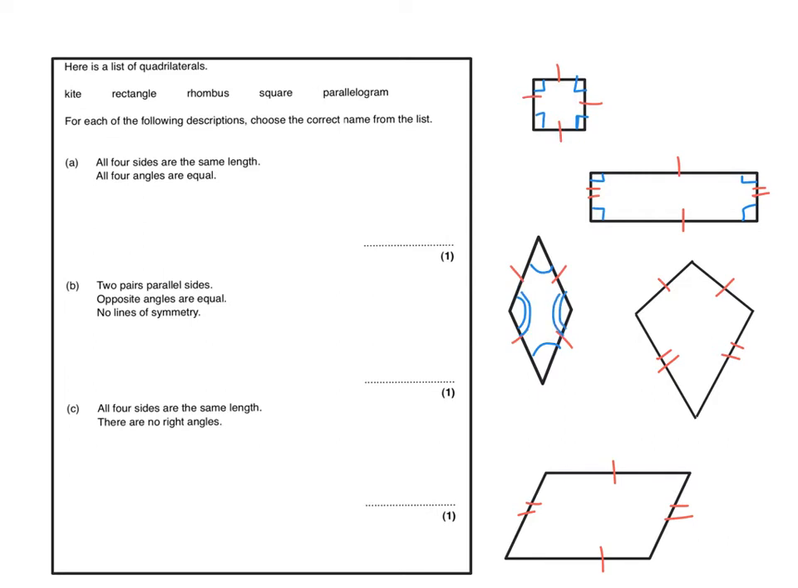In a kite, it's these opposite ones that are equal, but the other two are not. So this would be one, and this would be three lines to represent that it's different from all of them. Parallelogram, opposite angles are equal.